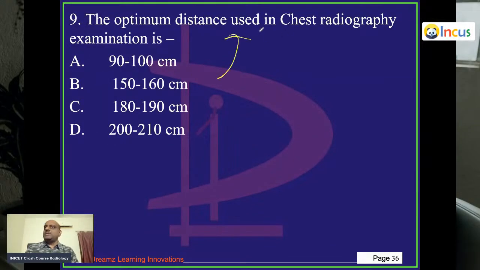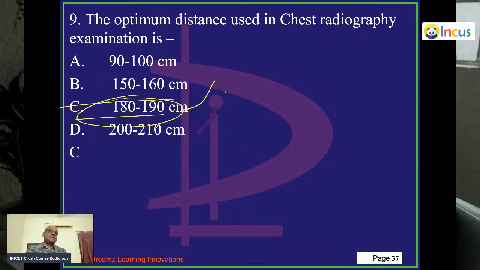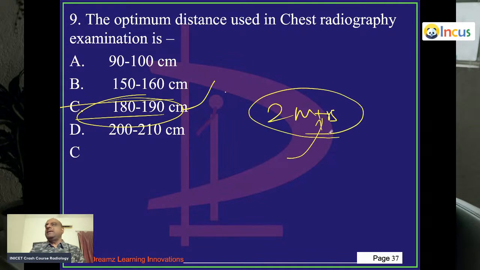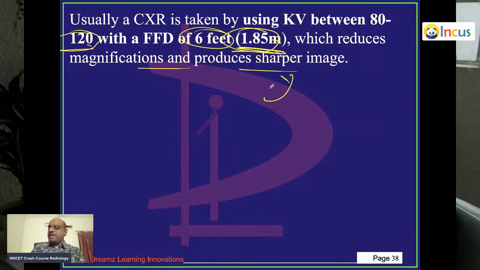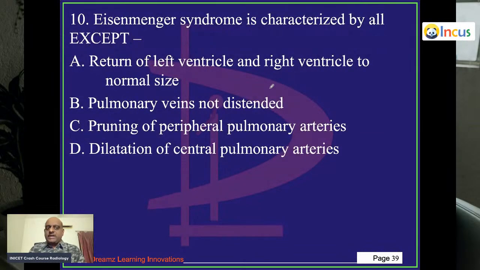So what is the optimum distance used in chest radiography, doctor? It is 180 to 190 centimeters, almost 2 meters. This distance needs to be maintained in chest radiography examination. Typically we use 80 to 120 kV with 6 feet, 1.85 meters, which reduces the magnification and produces a sharper image, is what you need to remember.